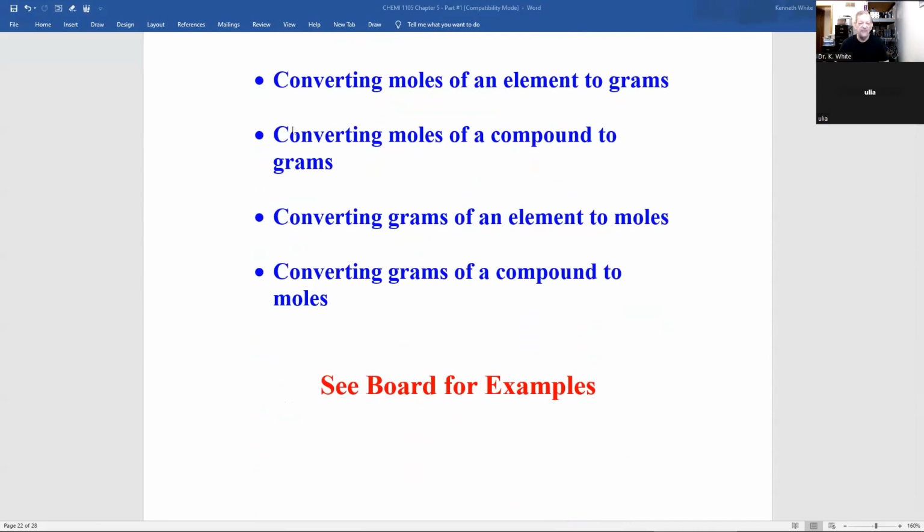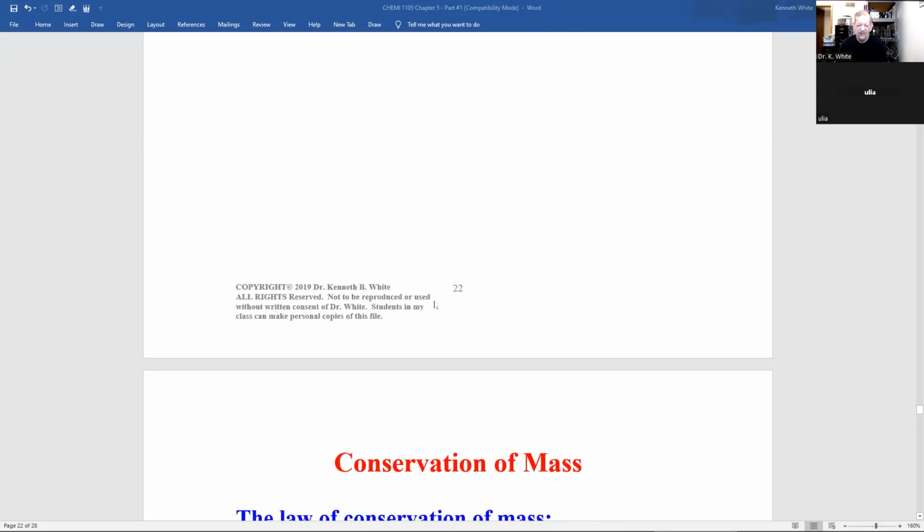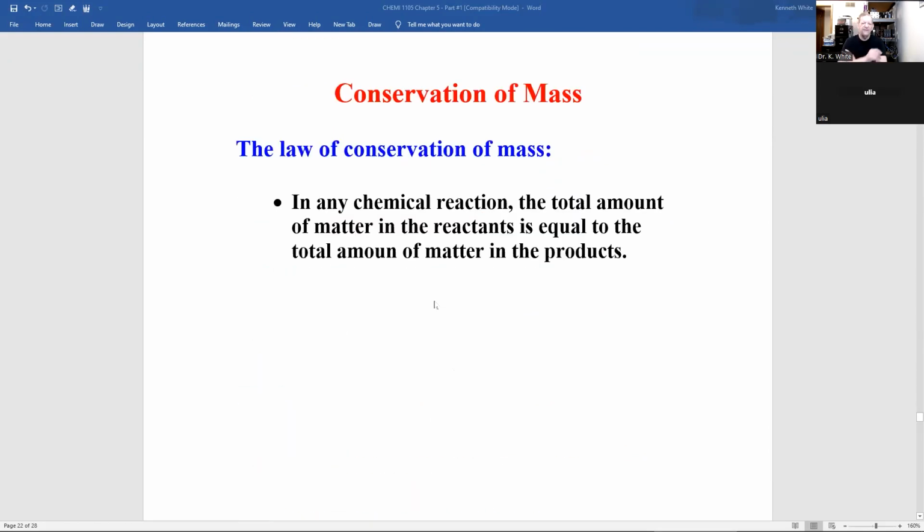Well, we did do moles of a compound to grams, and we did do grams of a compound to moles. And you should know how to do these. We did examples on the whiteboard. So let's move on. Now, switches off for this, but it's an important concept.